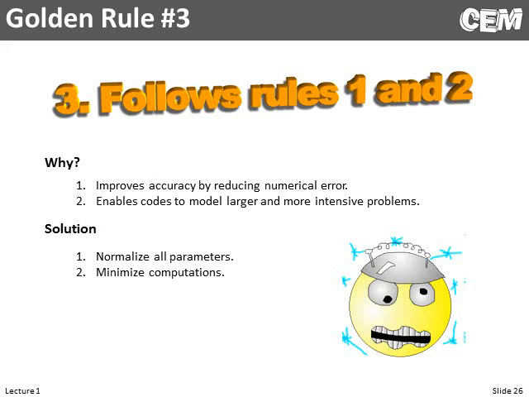Okay, and rule number 3 is to follow rules 1 and 2. If you do that and have a healthy level of paranoia, you're going to write some very, very robust codes. And I think all the codes in this class you're going to find to be very, very robust. So robust, in fact, that you can even get away with some sloppiness and it still works pretty well.